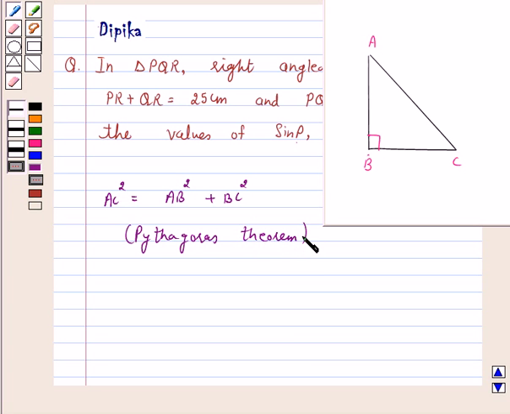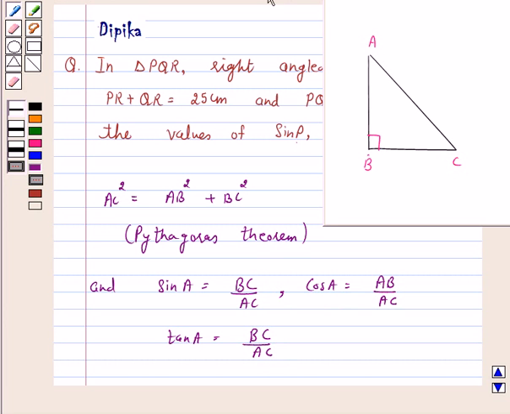And we know that sine A is equal to the side opposite to angle A upon hypotenuse, that is BC upon AC. Cos A is equal to the side adjacent to angle A upon hypotenuse, AB upon AC. And tan A is equal to sine A upon cos A, that is BC upon AB, or we can say side opposite to angle A upon side adjacent to angle A, that is BC upon AB.